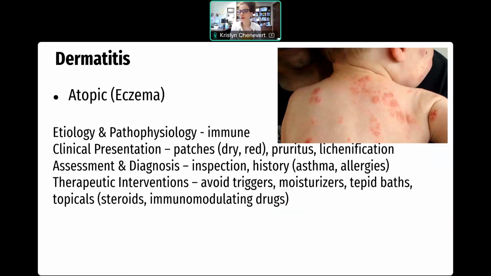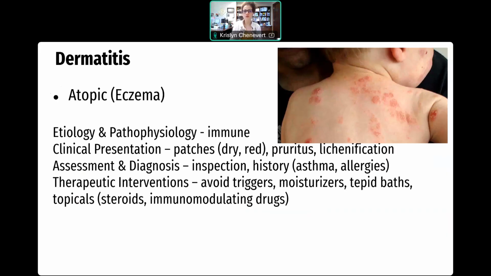Tepid water baths are very comforting. So tepid means we're kind of in between, like warm and not super warm, not super hot, but we're not cold either. Cold baths, that's just really mean, right? But we also don't want the bath water to be too hot just because that can cause irritation and a slight histamine release, which is only going to make the itching worse. So tepid baths are good.